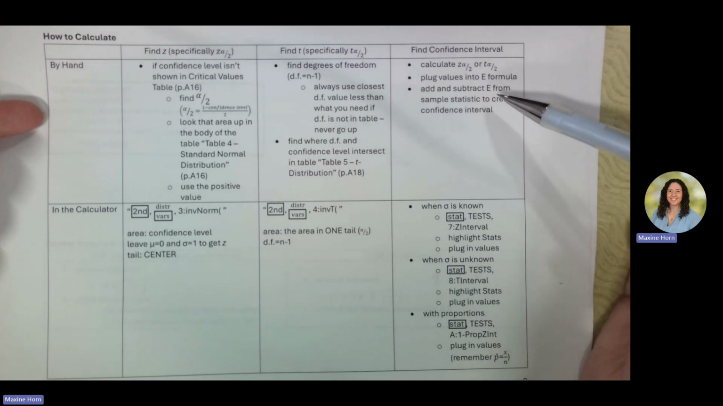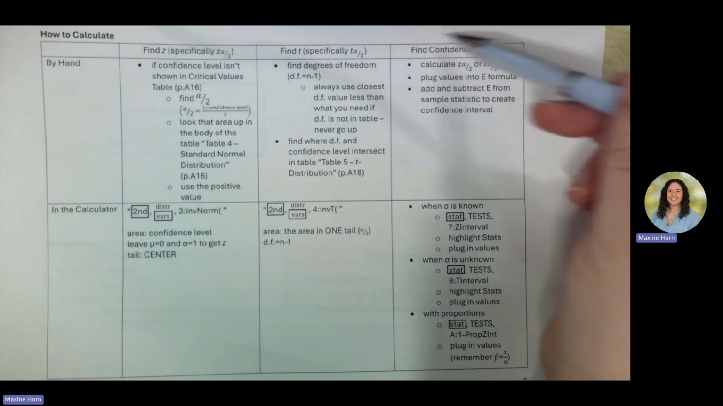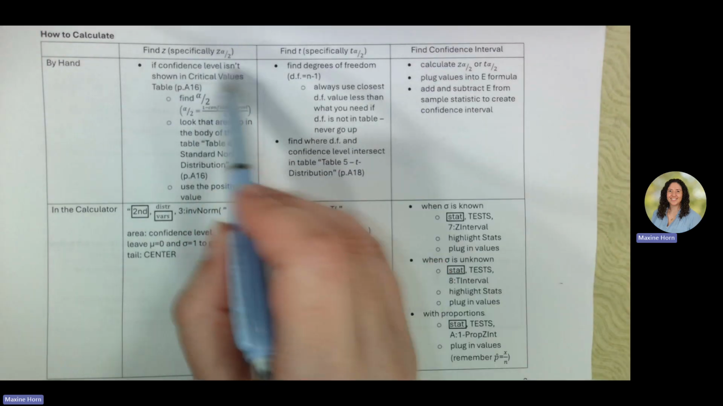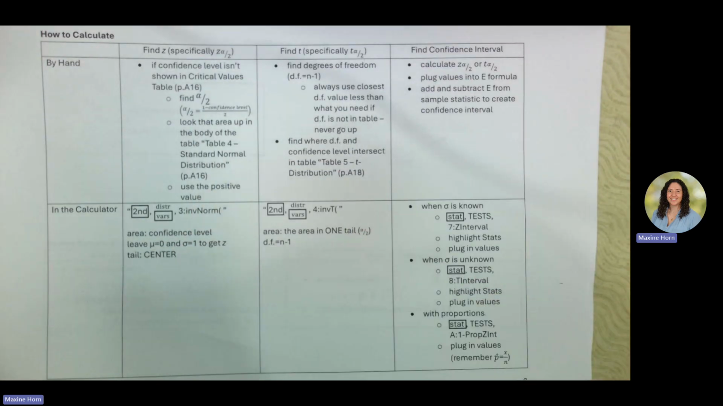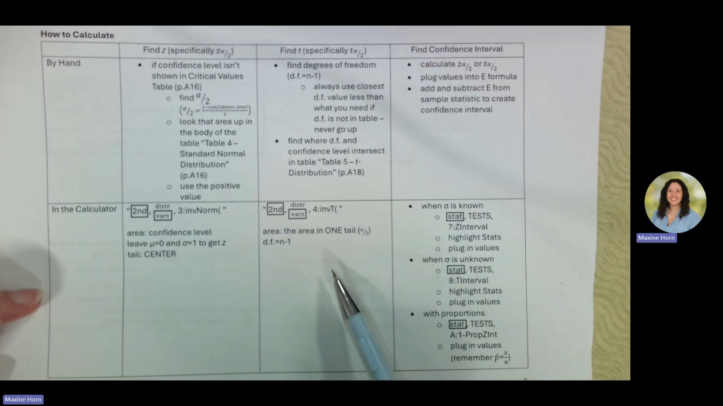Here's how you do it in the calculator, and here's how you do it by hand. We'll go through this in more detail. But sometimes, instead of asking you for the full confidence interval, you just need to find your z-score or your t-score, your z alpha halves, your t alpha halves. Again, those can either be done by hand or in the calculator.